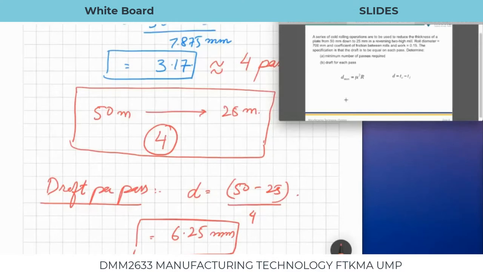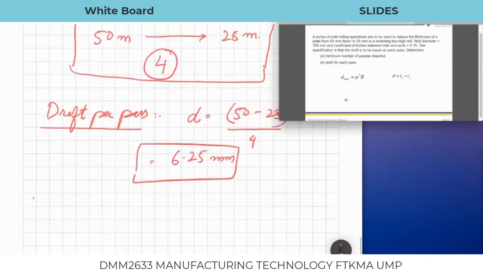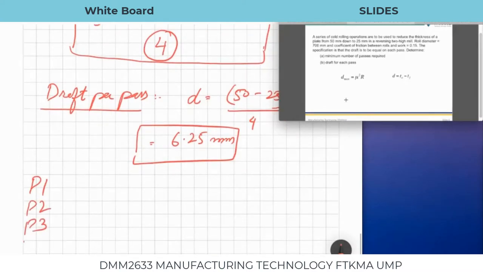So I have 4 passes, P1, P2, P3 and P4. Initial is 50 mm. My final should be 25 mm. So in each pass, I should reduce 6.25 mm. So 50 minus 6.25 equals 43.75.